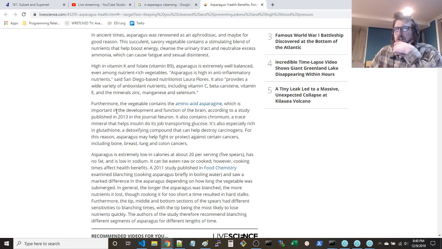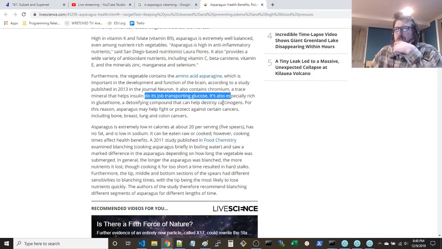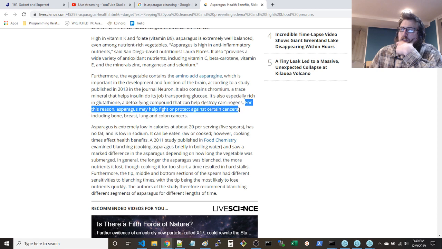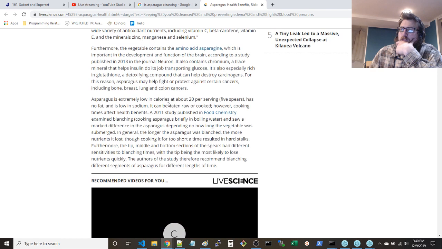Asparagine, chromium, insulin do its job, especially rich in glutathione, can destroy carcinogen. Interesting.